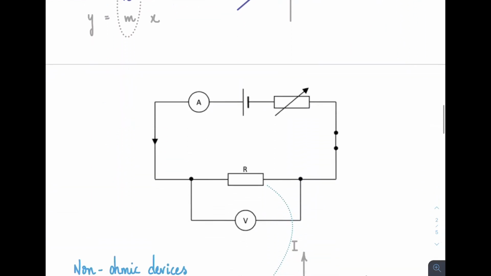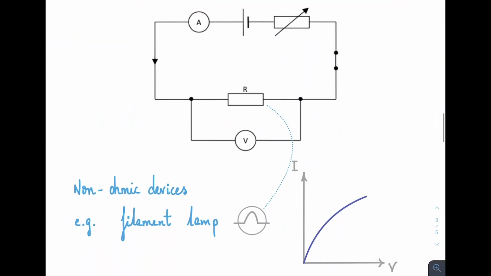Now, such a graph can be obtained by conducting a very simple experiment using the circuit shown. So all we have here is a battery connected in series to the device under test, which in this case is a resistor. We are also including in the circuit a voltmeter to measure the voltage across the resistor and an ammeter to measure the current through it, and a variable resistor to allow us to vary the current in the circuit.